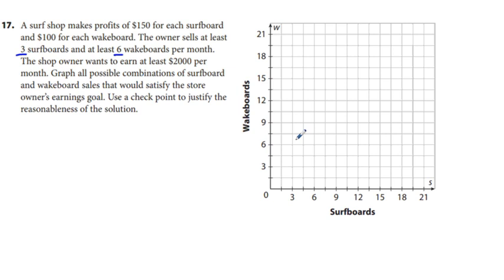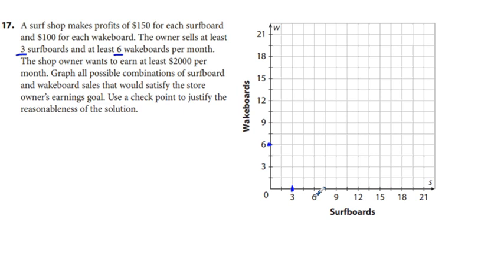Okay, so we have surfboards on this S-axis, which is like the x-axis, and we want to sell at least 3 surfboards. So I'm going to mark that 3. We have to have at least 3 surfboards and at least 6 wakeboards. So we know we have those constraints there. And we also know the shop owner wants to earn at least $2,000 per month.